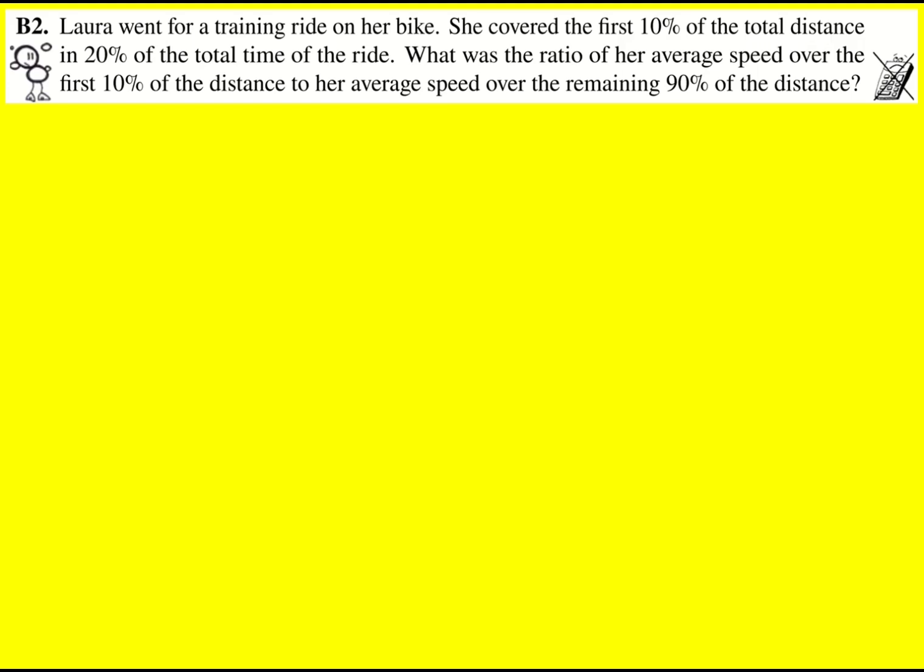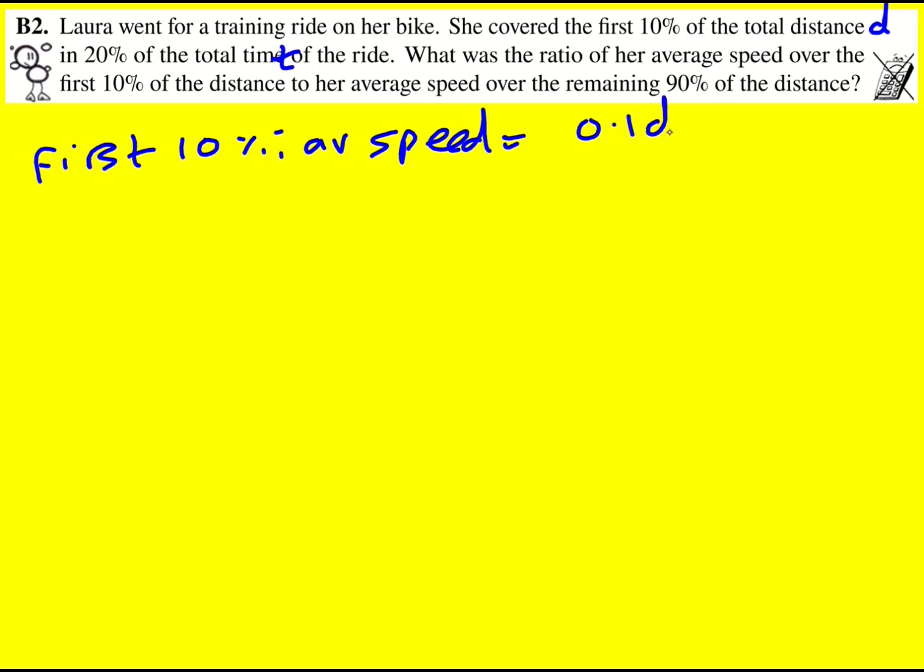Going to talk about this question in two different ways. First of all, my approach was to go straight for some algebra. So I said the total distance was d and the total time was t. So for the first 10%, the average speed was the distance traveled. So 10% of the total distance is 0.1 d divided by the time taken for that period, 0.2 t. And that is actually going to be, if I times through by 10, d over 2t, or half d over t.